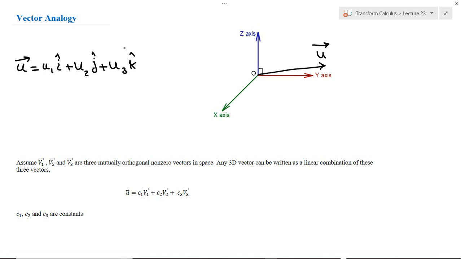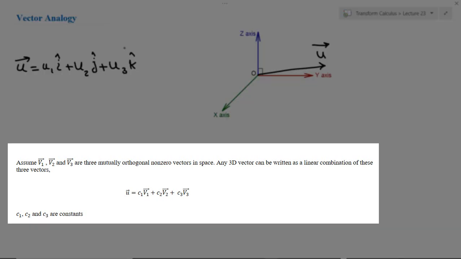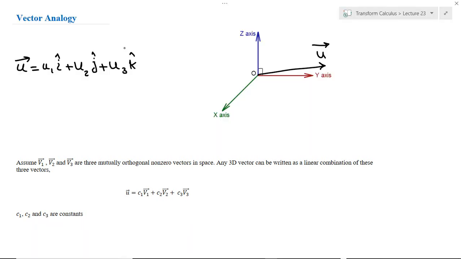But in general, if we assume V1, V2, and V3 are three mutually orthogonal non-zero vectors in space, any 3D vector can be written as a linear combination of these three vectors. For example, vector U can be written as C1 times V1 plus C2 times V2 plus C3 times V3. In this case, C1, C2, and C3 are all constants. So we can easily find C1, C2, and C3.